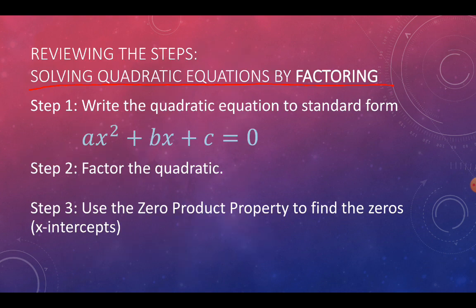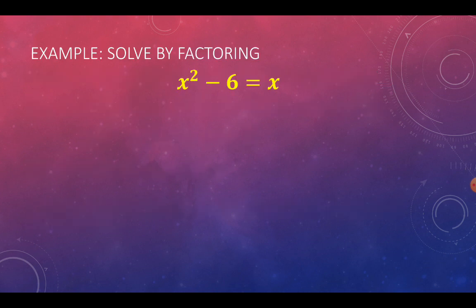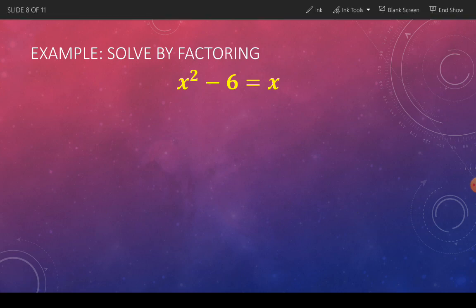So I want to solve this quadratic here by factoring: x squared minus 6 equals x. I'm going to start by solving this quadratic by factoring, and then I'm going to solve the same quadratic using the quadratic formula, and we'll see that we get the same answer.